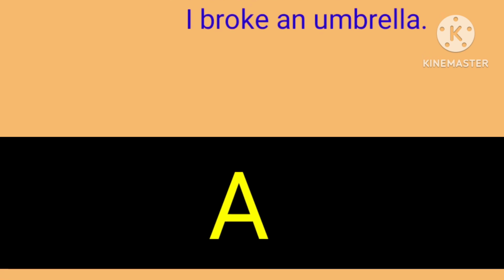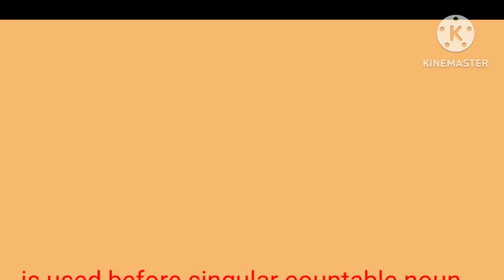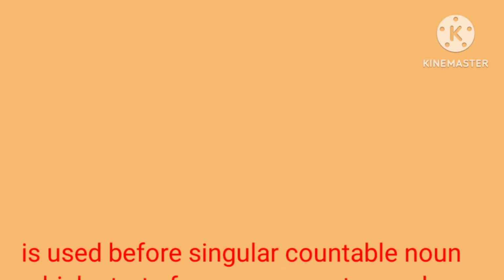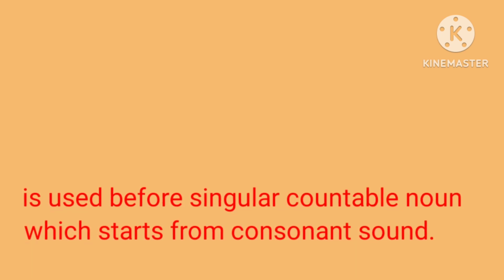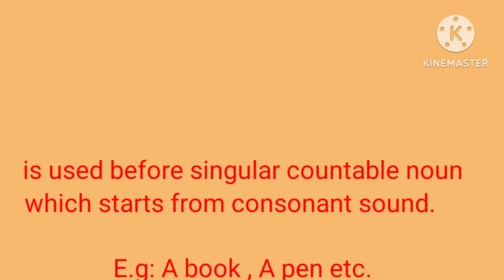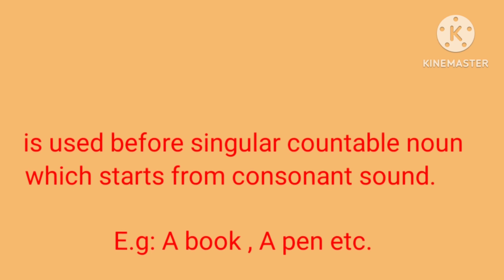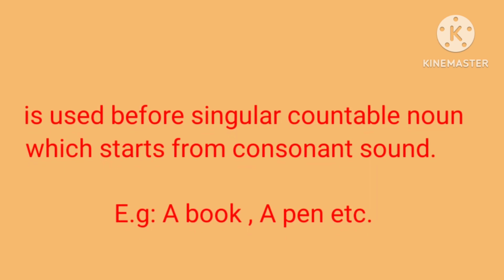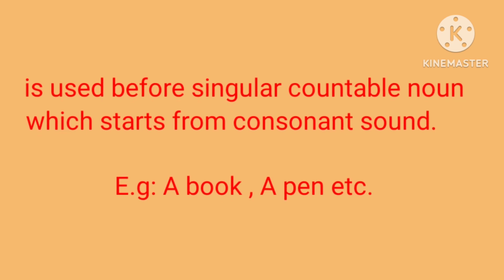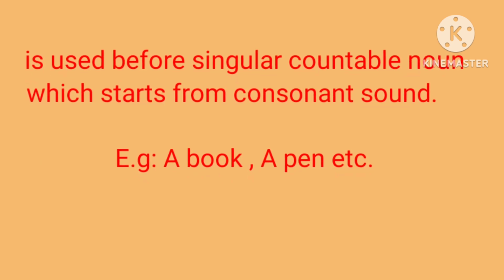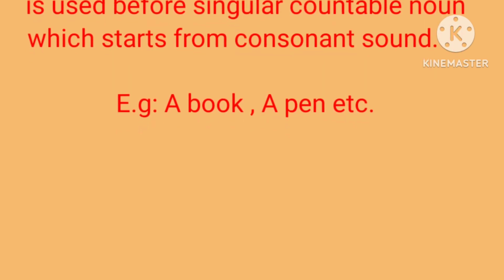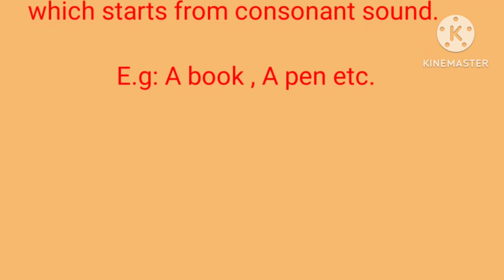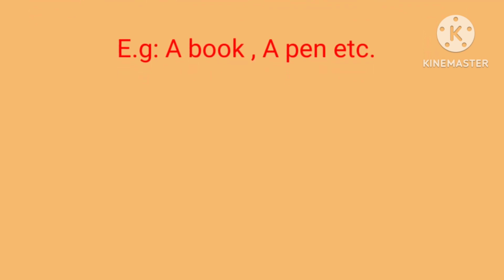Another one is A. How can we know about A and where can we use A? So let's begin. A is used before a singular countable noun which starts with a consonant sound. Once again, A is used before a singular countable noun which starts with a consonant sound. For example, a book, a pen. A is used before what? Before a singular countable noun. Americans say "a" and British say "a".